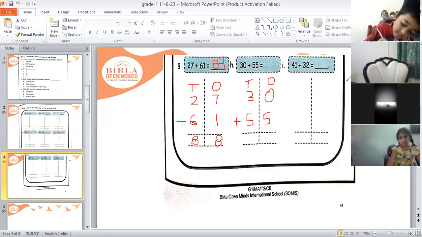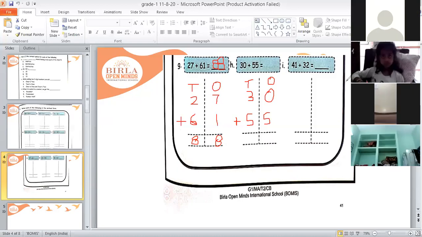Okay. Now Tanvisri, tell me 0 plus 5 how much? 5. Yeah. 0 plus 5 is 5 children. So we will write 5 here in ones place. And 3 plus 5? 8. Yeah. 3 plus 5 is 8 children. So we will write 8 here in tens place. So answer is? 85.